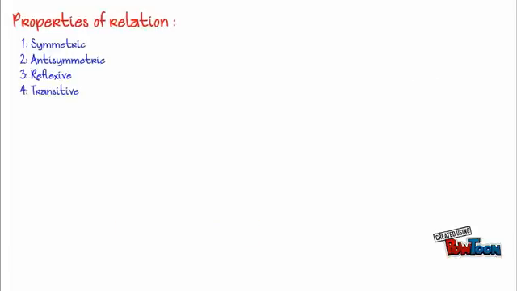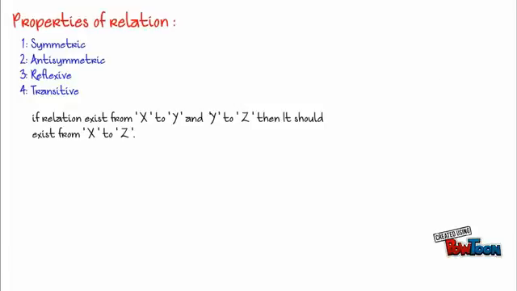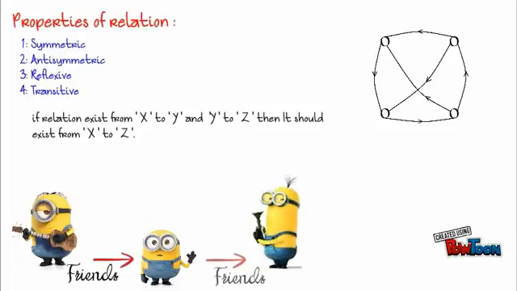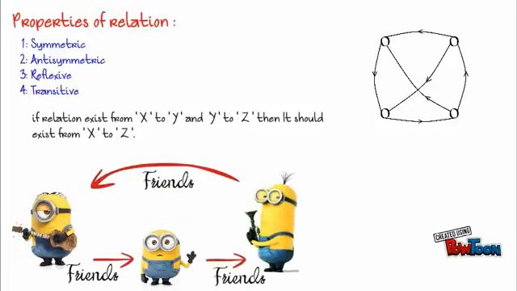Next property, transitive. For the transitive property, if a relation exists from A to B and B to C, then to show the transitive property, a relation should also exist from A to C.